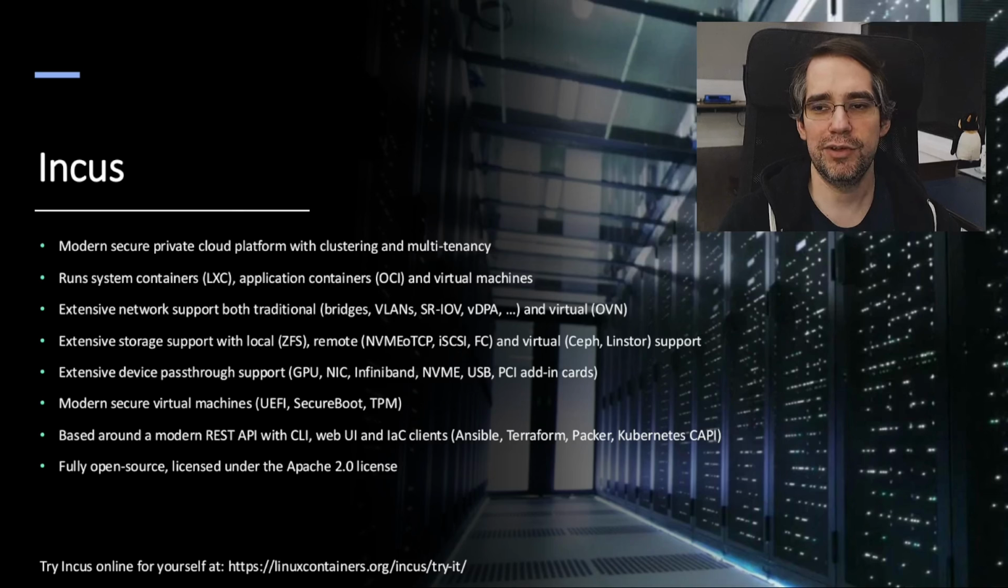And as mentioned, we also have a Kubernetes cluster API plugin, which makes it possible to have Kubernetes clusters running on top of Incus VMs, with Kubernetes then being able to dynamically scale the number of VMs directly on the Incus layer. Incus is also fully open source, licensed under the Apache 2.0 license. And if you want to try Incus, you can do that pretty easily on our website with an online demo that walks you through using it through the CLI, as well as letting you into the web interface as well.